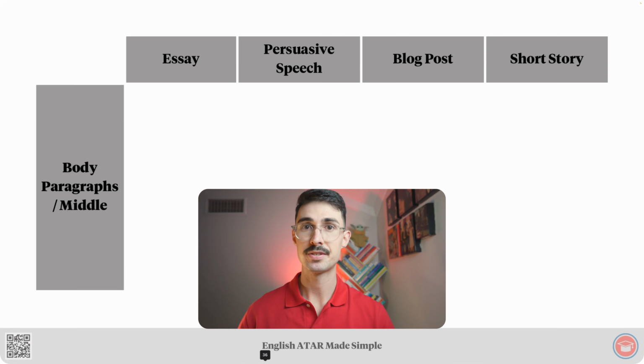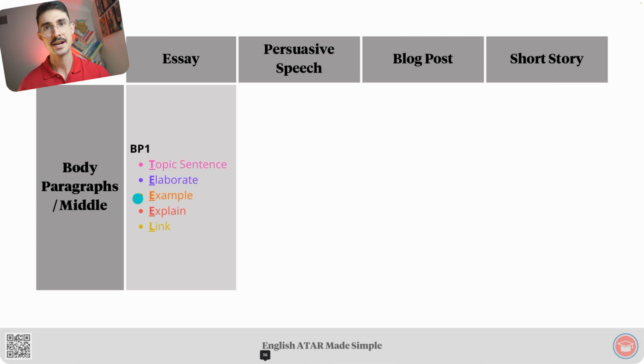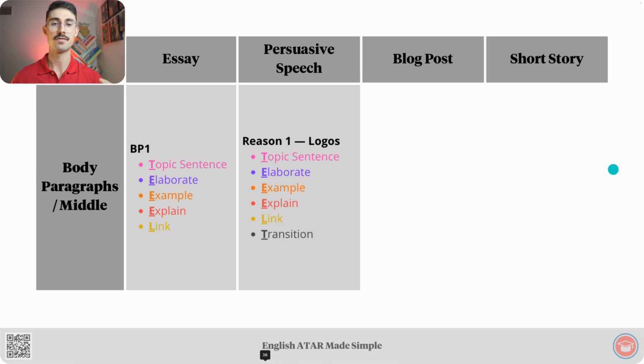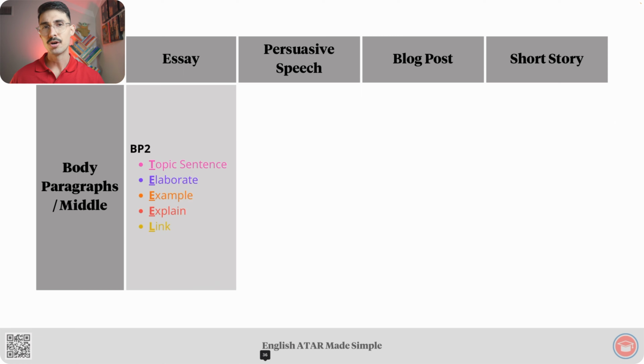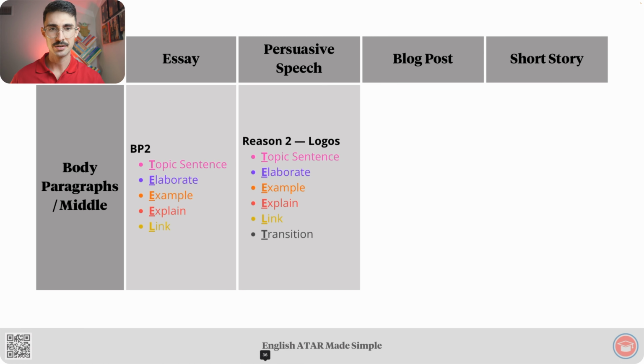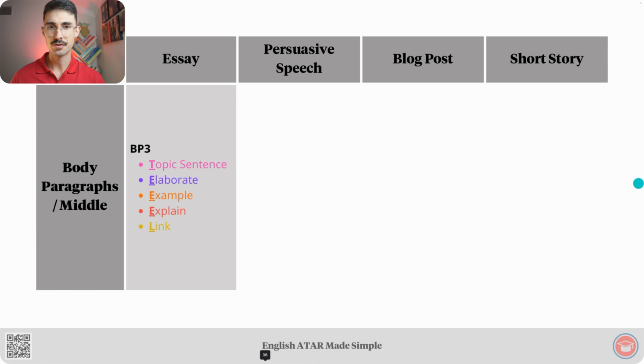Next component of a persuasive speech, we've got the body paragraphs or the middle. This is what a body paragraph looks like for an essay, standard teal structure. Here's a body paragraph for a persuasive speech, or at least the first two body paragraphs of a persuasive speech. This is what one section of the middle part of a blog post looks like, and similarly for a short story. Body paragraph 2 for an essay, also teal. Body paragraph 2 for a persuasive speech, same as BP1, except it's just the second reason, a blog post, and then a short story. BP3, teal for an essay.